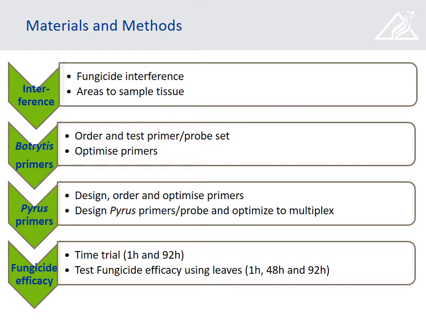To run you through our materials and methods, firstly, we want to see if there's any interference with the fungicides with the DNA extraction process. This was done. We didn't experience any problems. And secondly, we want to see what tissue type would be ideal for our testing. This includes leaves and, of course, the fruit, whether it's the stem end, the calyx end, or the skin. These samples have been processed. It's currently frozen for further processing.